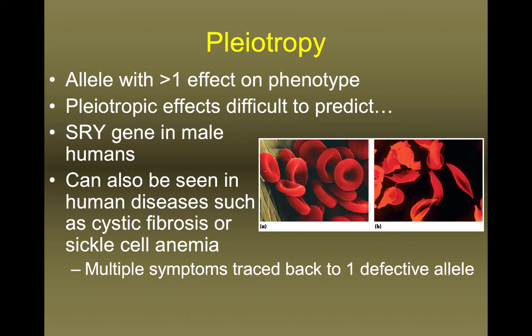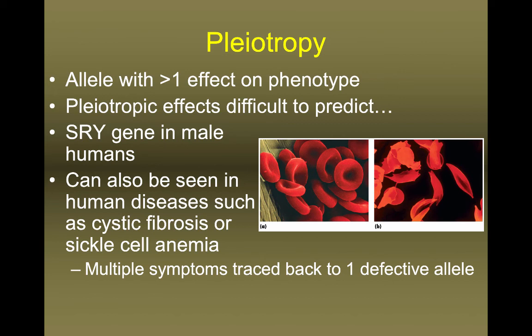So living with one normal copy of this gene and one cystic fibrosis version of the gene makes you resistant to tuberculosis, and it also gives you low-level cystic fibrosis symptoms, which are fairly easily dealt with if you have some reasonably decent medical care.